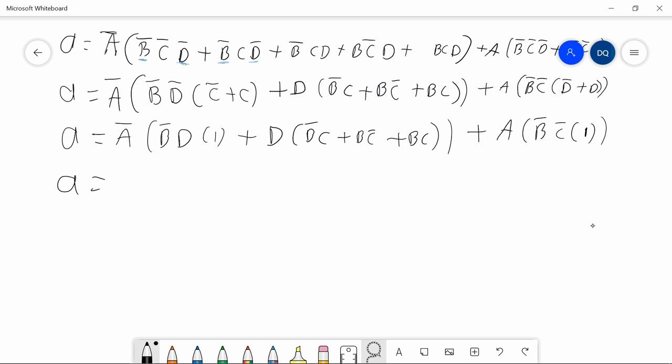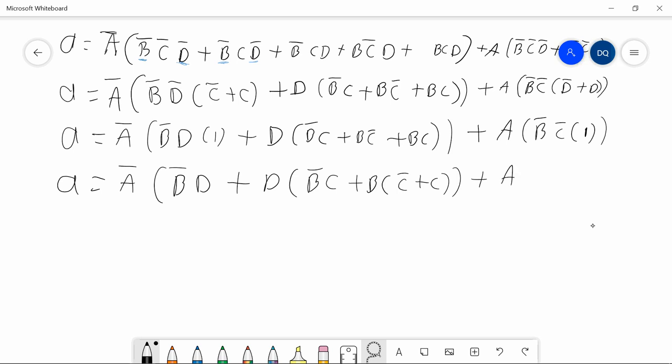Now let's make things a little bit simpler. We've got not A, and so here we have not B and D and 1. We can just ignore the 1. Not B and D, or we've got D and, well, let's pull out our common factor of B from the last two. So I've got not B and C, or B and not C or C. And here I've got A and not B and not C.